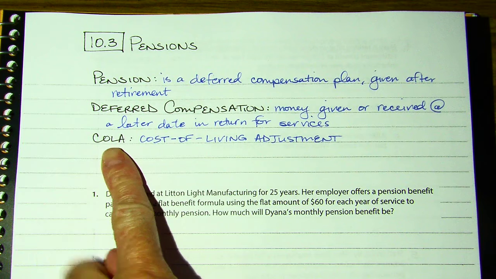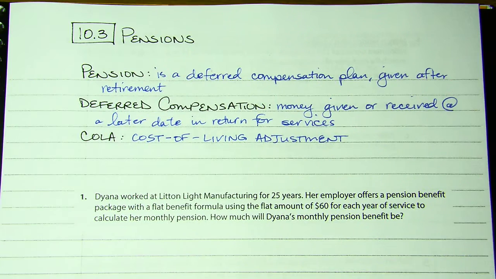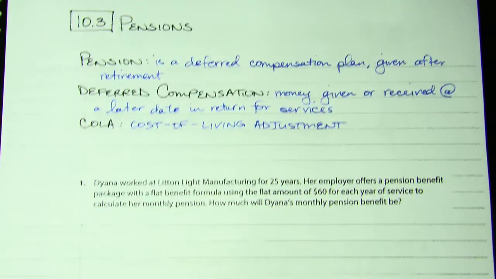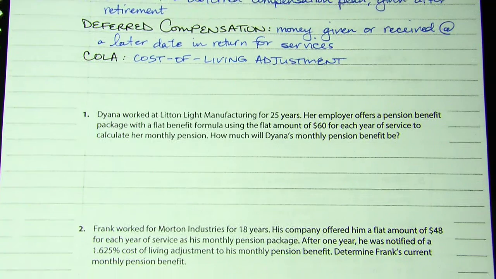COLA, you're going to see that term in your book, and that stands for cost of living adjustment. So typically every year there is a slight increase in our cost of living, and so corporations and employers consider that when setting money aside for you. So we're going to do some examples very similar to the one in your book.